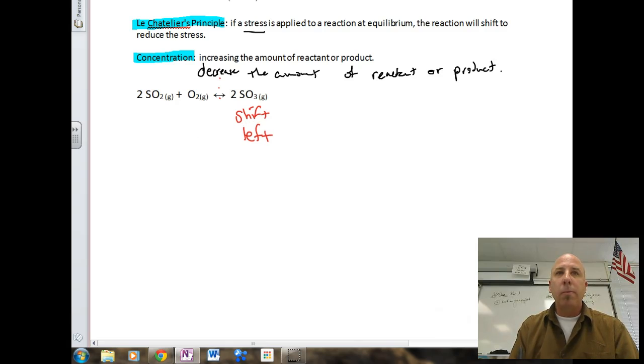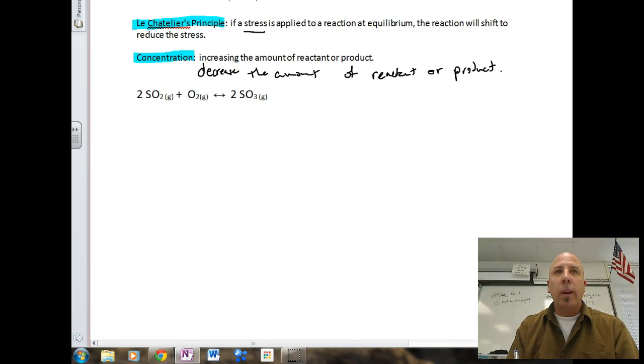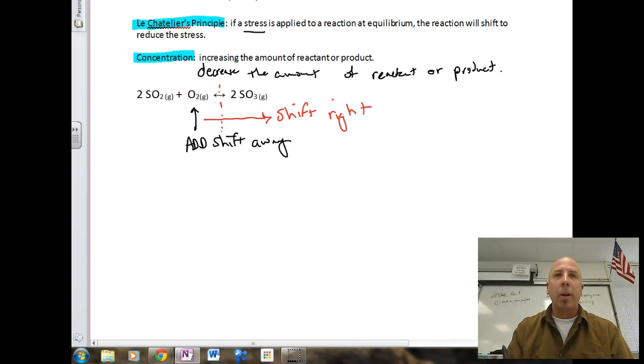Let's give you another example. Let's say that in this case, we're going to add additional oxygen to this reaction. Now, adding something is the opposite of removing. So whenever you add something, it shifts away from that reactant or product. And once again, our dividing line is our double arrow for equilibrium. So this is going to shift right, and that's what would happen there.